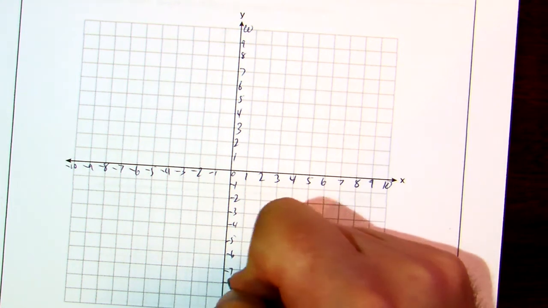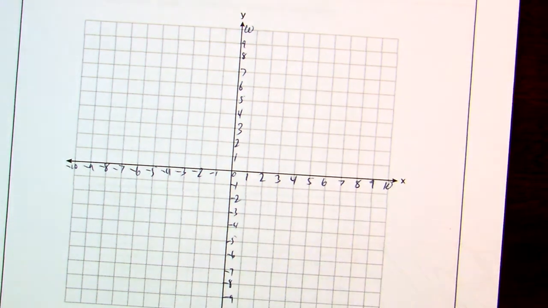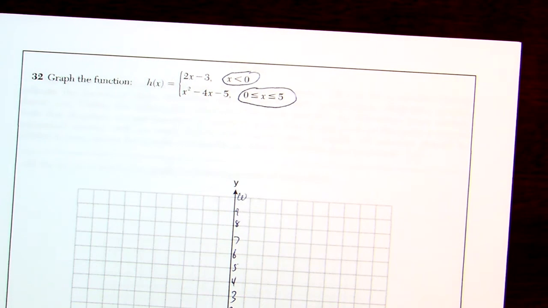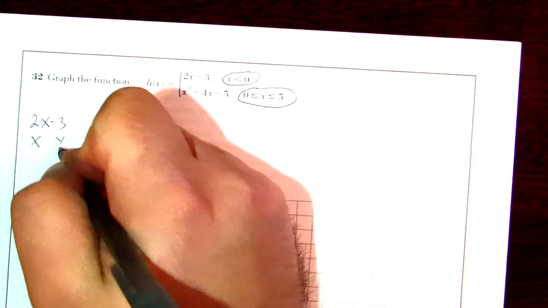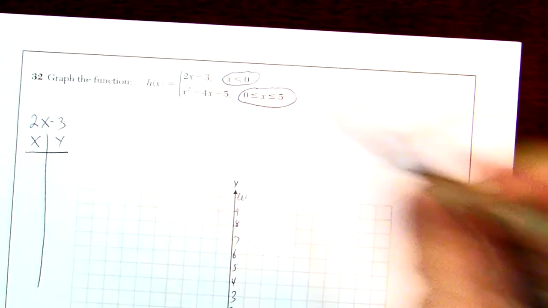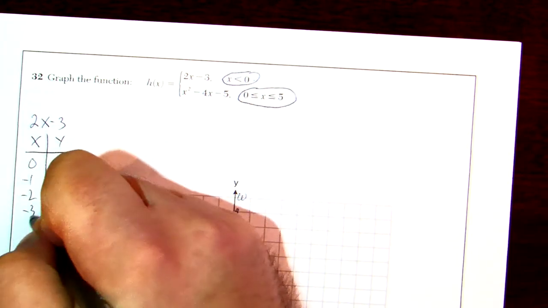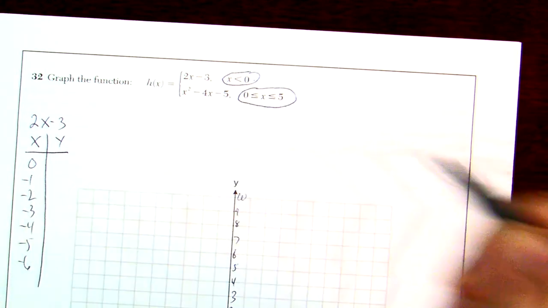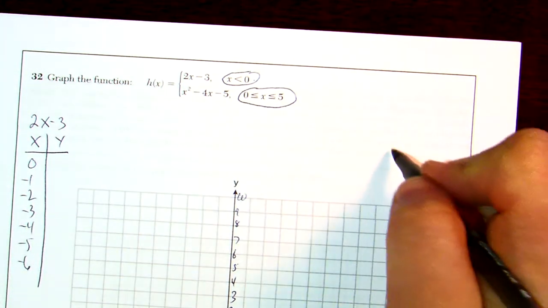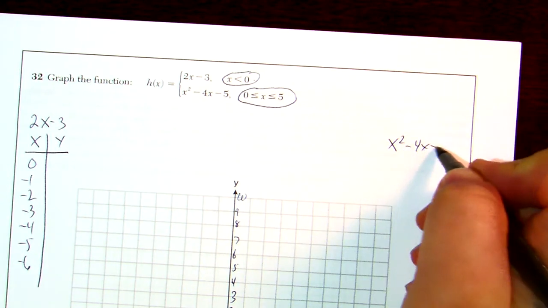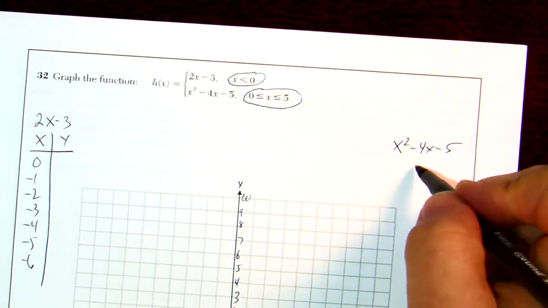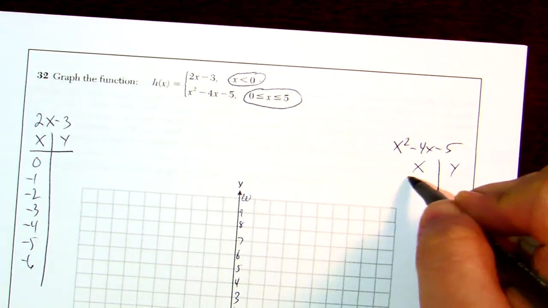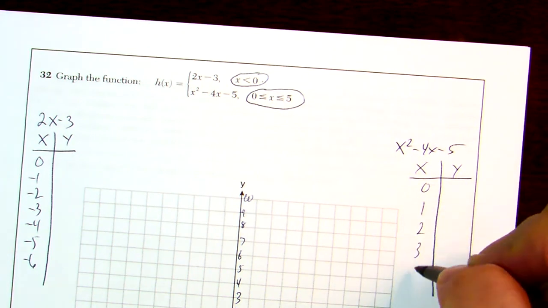Okay, so I'm thinking while I'm doing this that I want to do XY charts for both. So we're going to go ahead and do 2x minus 3 over here. Get an XY chart. And for the x's, we want 0 and below. So we want 0, -1, -2, -3, -4, -5, and so on. And then over here, for the x squared minus 4x minus 5, we want between 0 and 5 only for the x's: 0, 1, 2, 3, 4, 5.